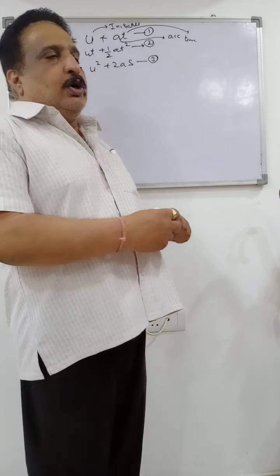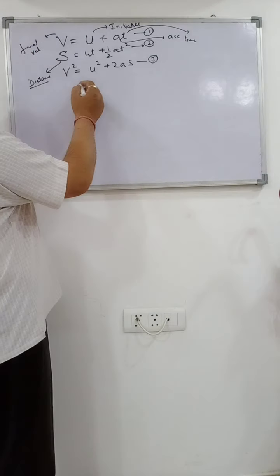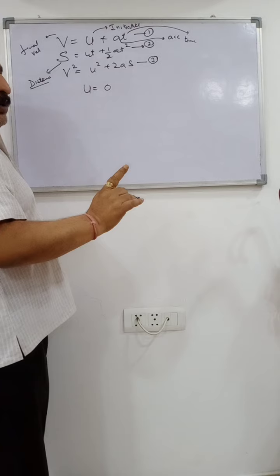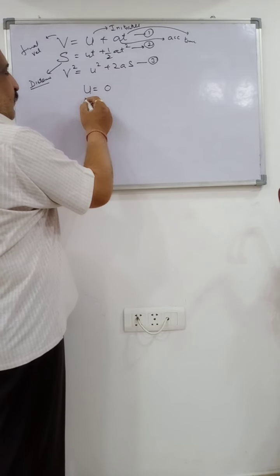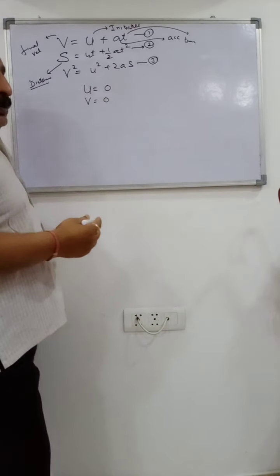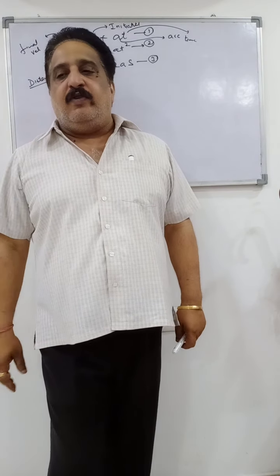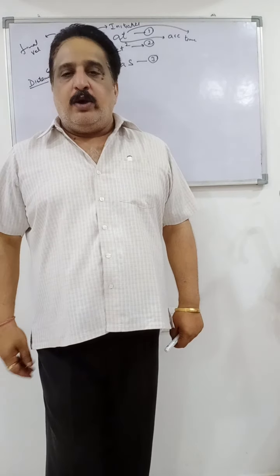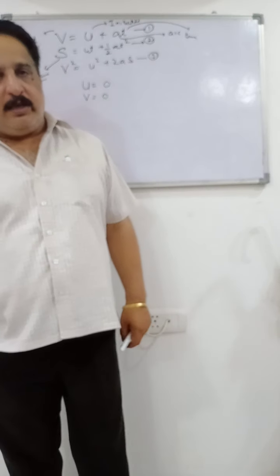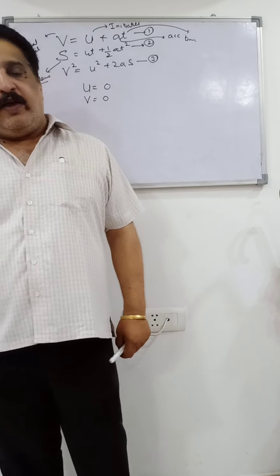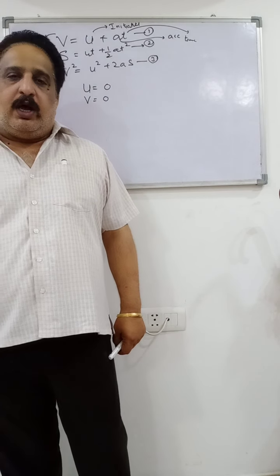I also told you that if a body starts from rest, then U is 0. If the body is brought to rest after some time, then final velocity V is 0. I hope you have understood these things. Please keep on practicing the numericals. Please keep on studying the study material I have provided to you. Please do the NCERT numerical questions from that study material.